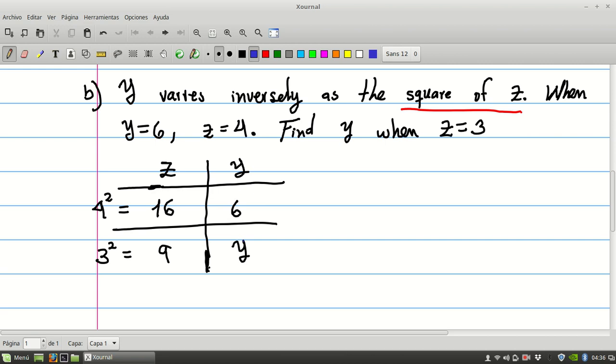So always the number that is opposite, in the same column as the unknown, is going to be the positive, because it represents the same term that we're going to multiply. And in this case it's an inverse variation, so if y increases, z is going to decrease. So we're going to put a negative that denotes decrease and a positive that denotes increase. So the answer would be y equals 16 times 6 over 9. Now let's reduce this expression. Let's divide by 3.